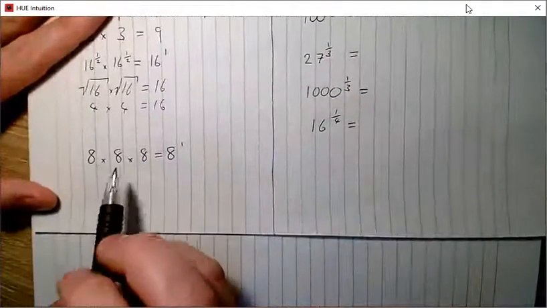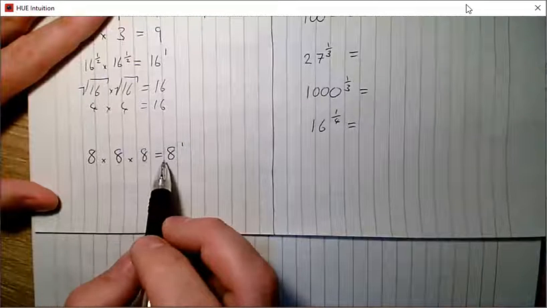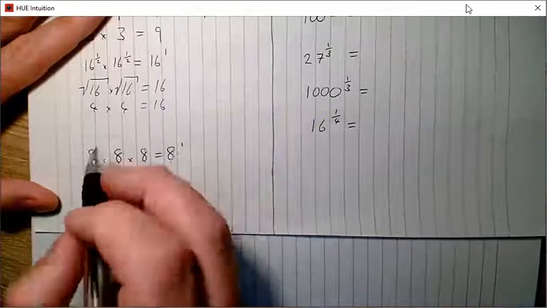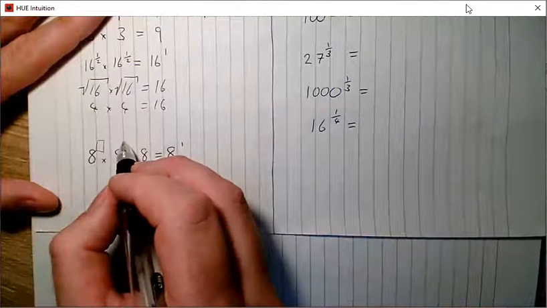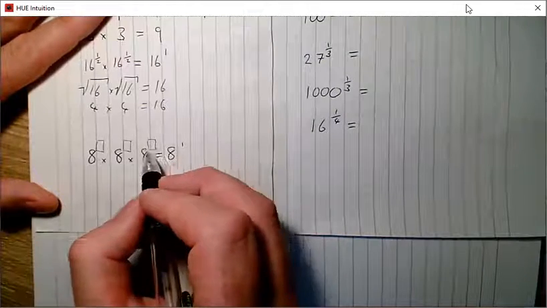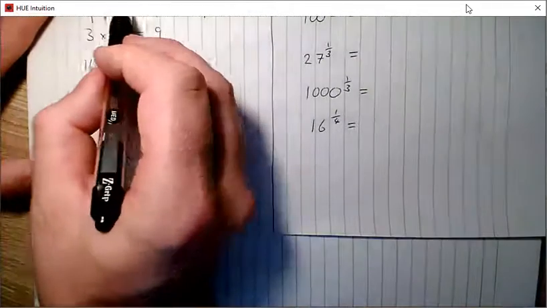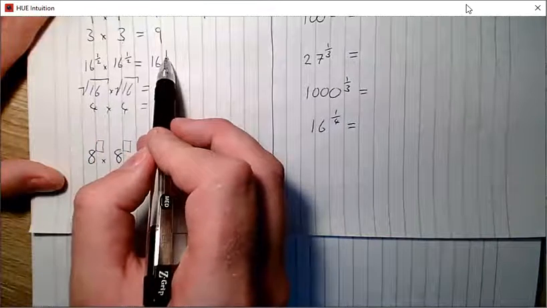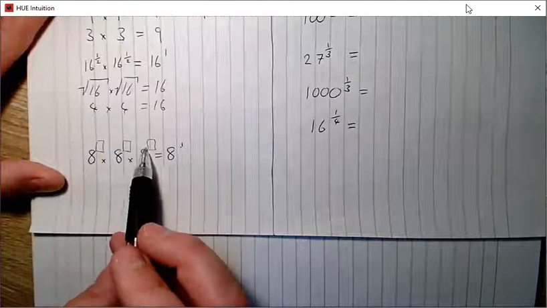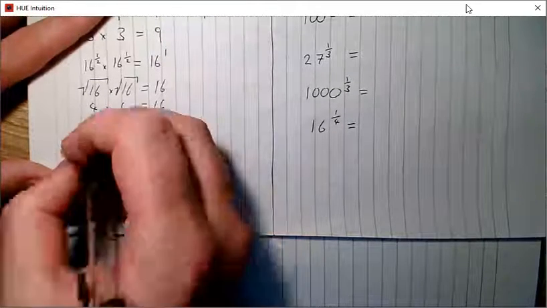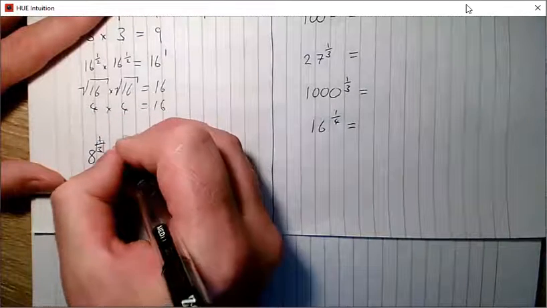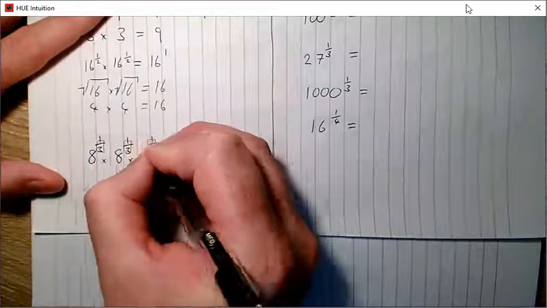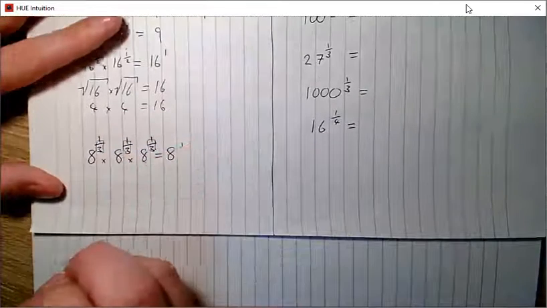Okay, what about here? 8 by 8 by 8 equals 8 to the power of 1. So what number am I putting up here, that when I add the indices together, I get 1? Remember up here, a half plus a half gave 1. So what do you think goes in here? Hopefully you're guessing 1/3 plus 1/3 plus 1/3. You add those three indices, you get 1 as an answer.